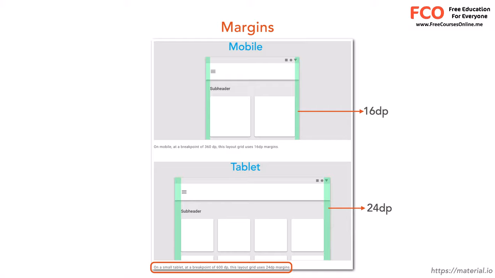Similarly, margins are the ones at the border of your views, and this margin space, as you can see here, on a 4-column grid you will go with a 16 dp margin, and on a tablet size or a medium size screen it is recommended to have a 24 dp margin.